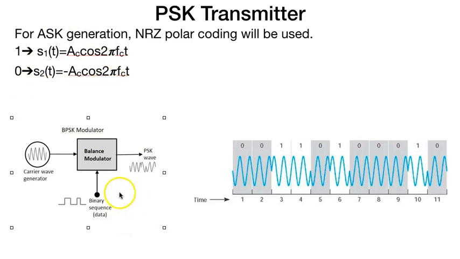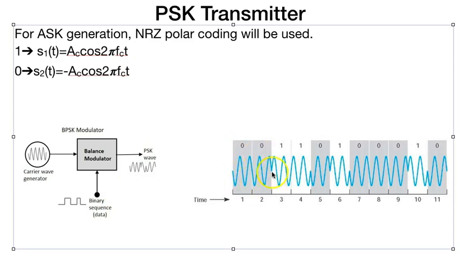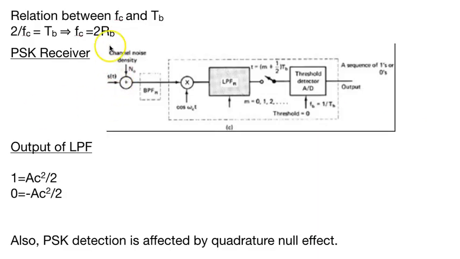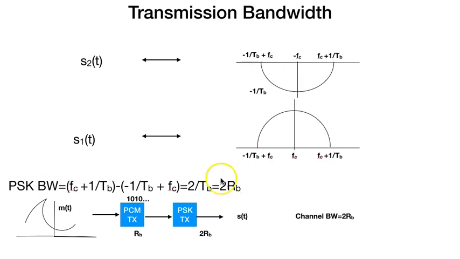This is the modulator. Now the phase shift is often represented with a phase shift. You can see in the diagram clearly from 0 to 1 and from 1 to 0. Now again its bandwidth is 2 RB. The output of the low pass filter on detection is AC square by 2 and minus AC square by 2. Even in this case, it is affected by the quadrature null effect. The bandwidth is 2 RB.